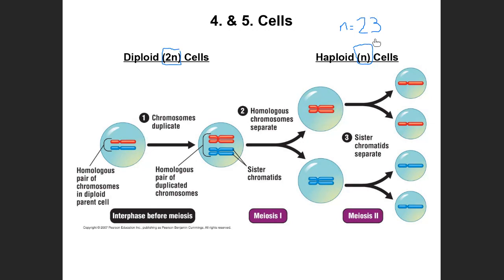In this case, sperm and eggs are haploid cells, and we represent them with N, but if they're human sperm and eggs, the N represents 23 chromosomes. I forgot to put this down. Normally I write chromosomes like this.